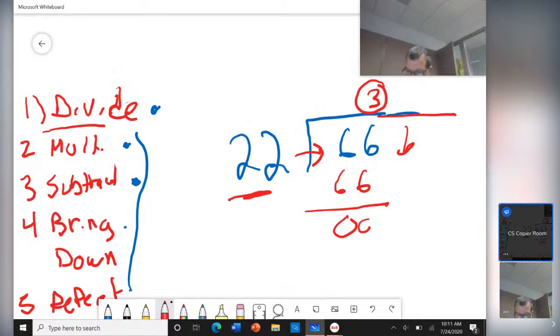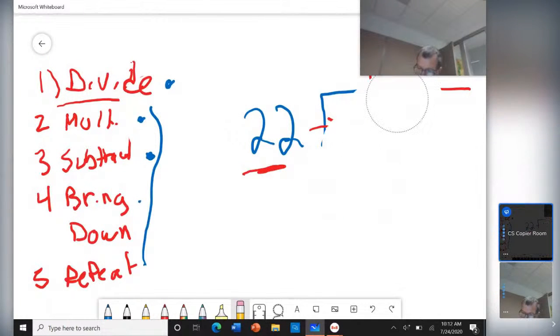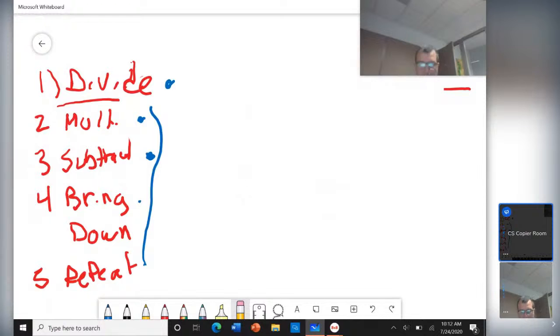So if you can just remember, if you're having a hard time, it's just these 5 steps. So the first step would be divide. The second is multiply. The third step is subtract. The fourth step is bring down. And the fifth step, you repeat those all over again. Once you bring the number down, you start the process over.